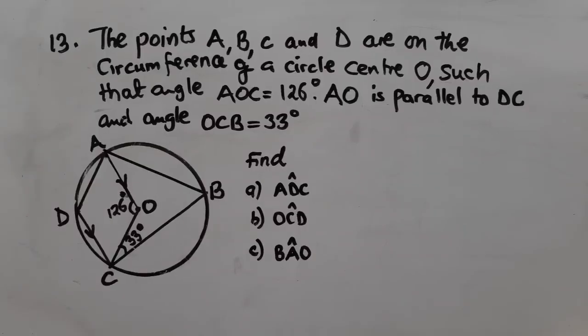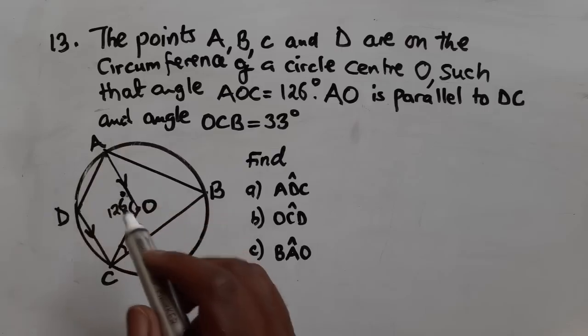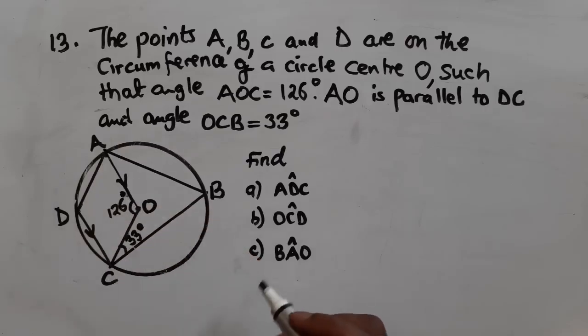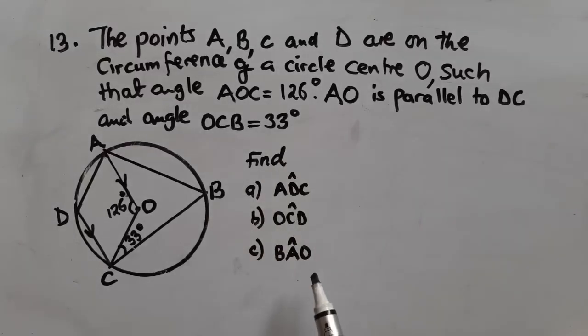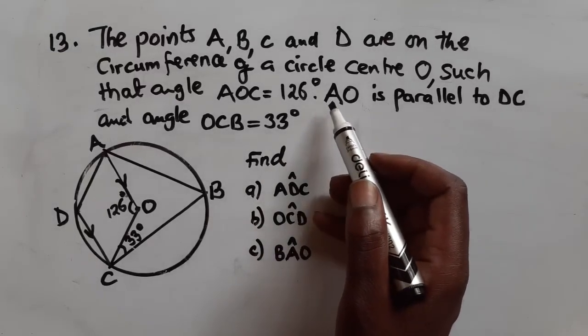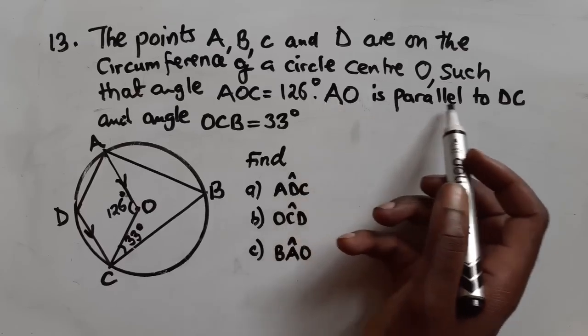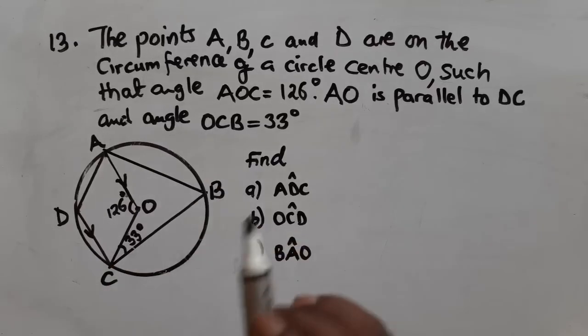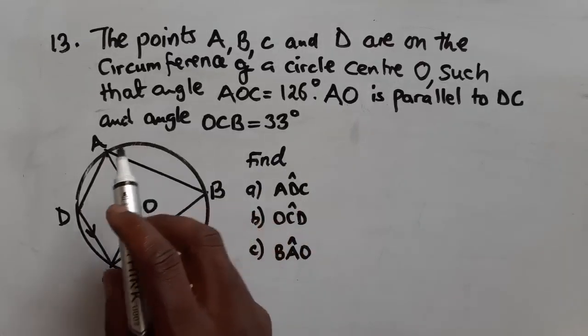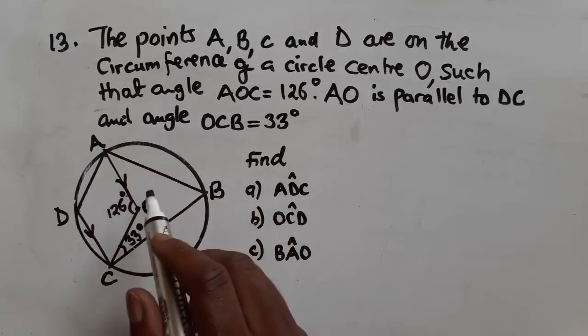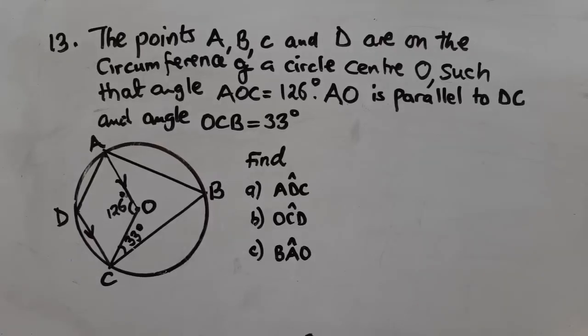Question 13. The points A, B, C, and D are on the circumference of a circle center O, such that angle AOC is 126 degrees, and this is very important here, AO is parallel to DC. Very important. AO is parallel to DC. And angle OCB is 23.